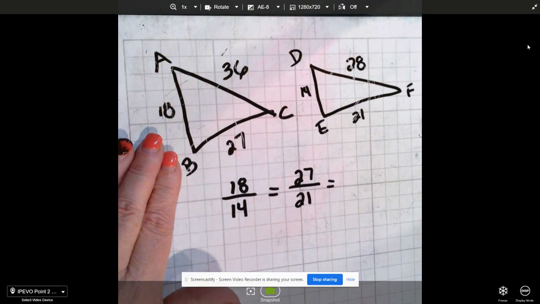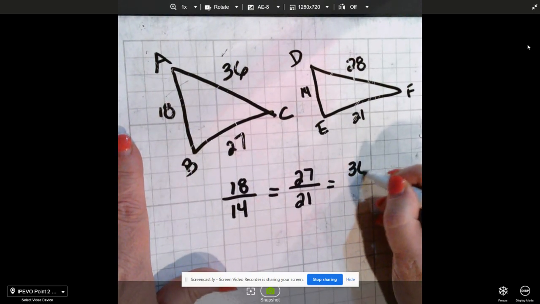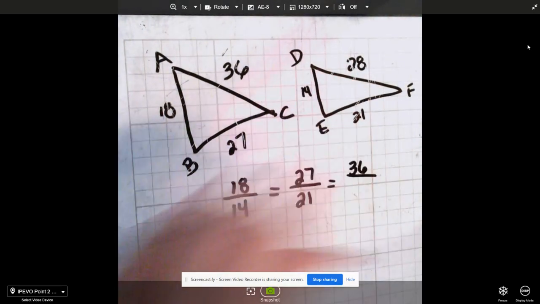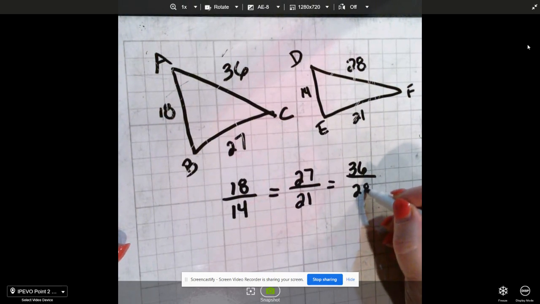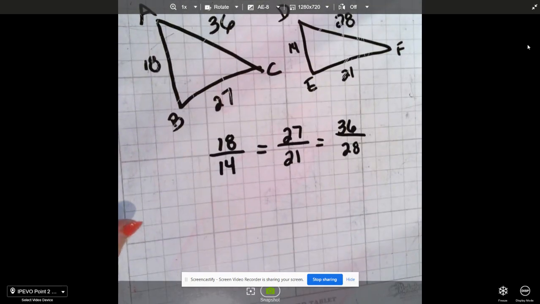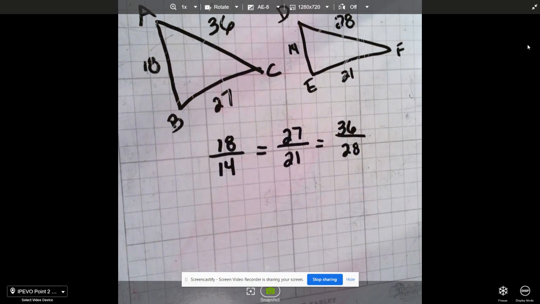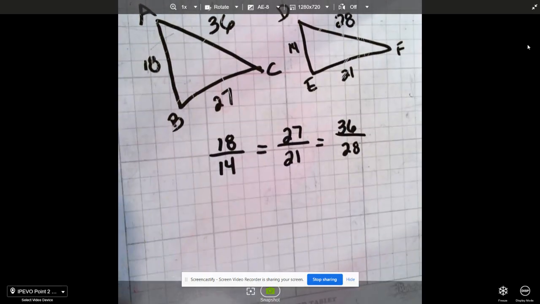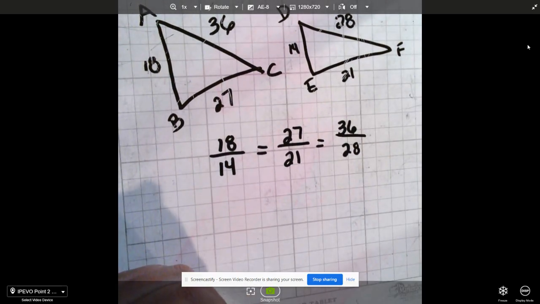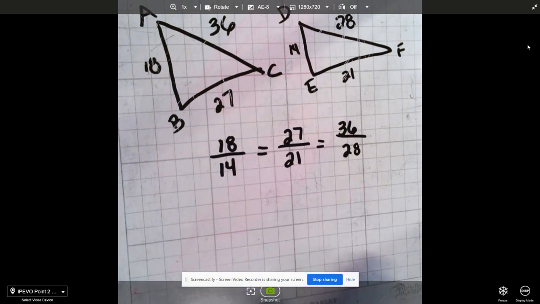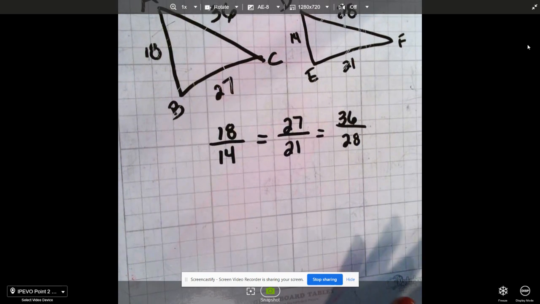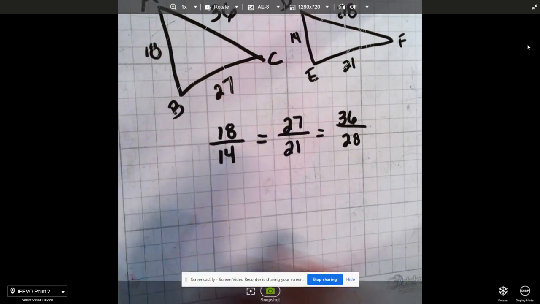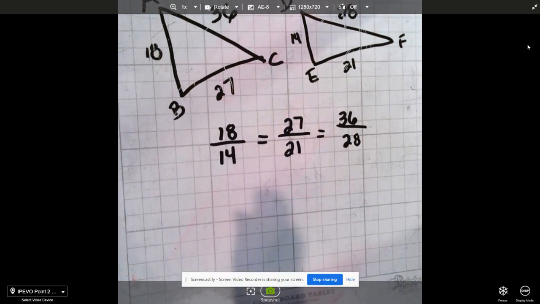And then the longest side of this triangle, which is 36, and the longest side in this triangle, which would be 28. In order to figure out whether these two triangles are similar, each one of these ratios has to equal each other. Well, it's difficult to find out if they equal each other before you simplify them. Once again, many of you have a button on your calculator which will help you simplify fractions very quickly. Feel free to use that.